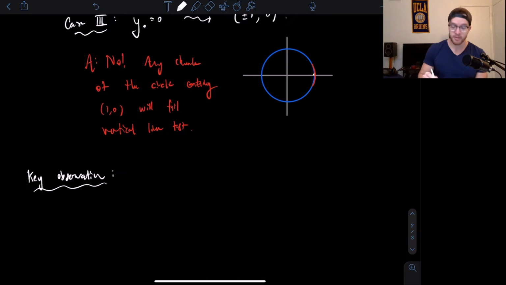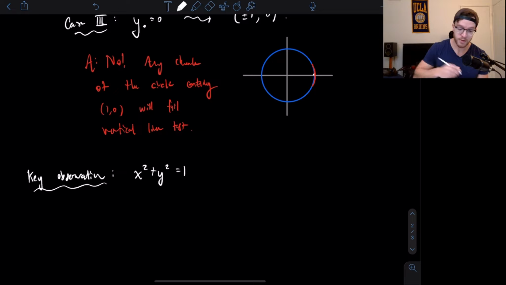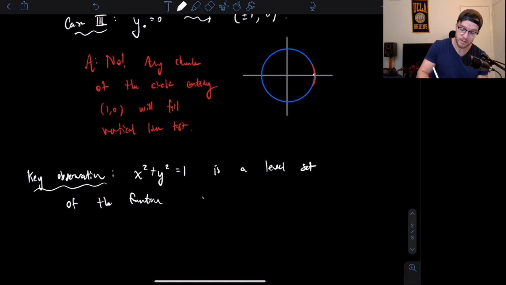This equation that we're working with, x squared plus y squared equals 1, this is a level curve of a function, right? I'll say it's a level set of the function from R2 to R, I'll call it G, where G is x squared plus y squared.